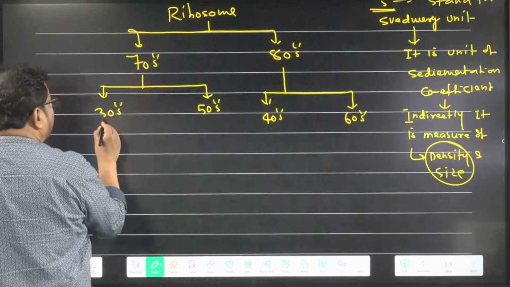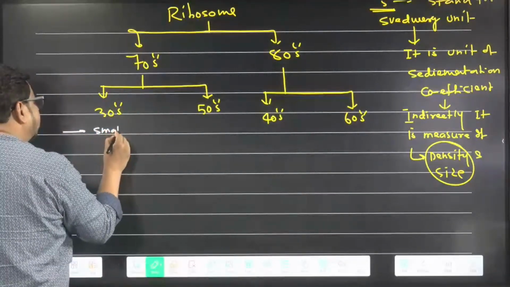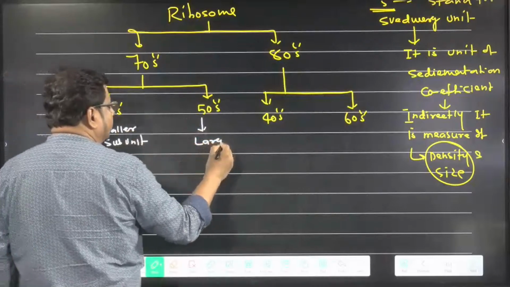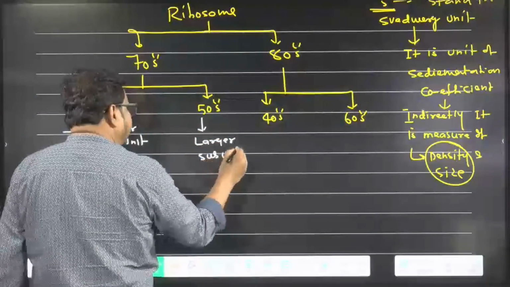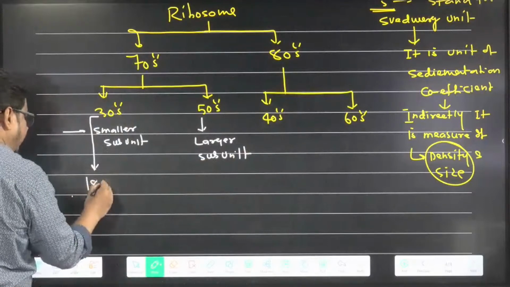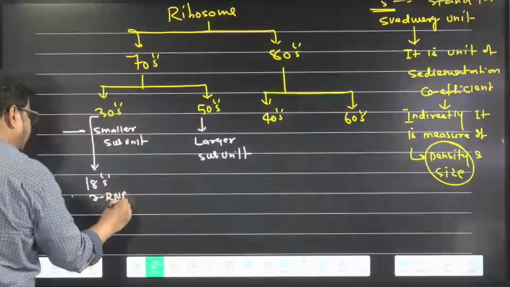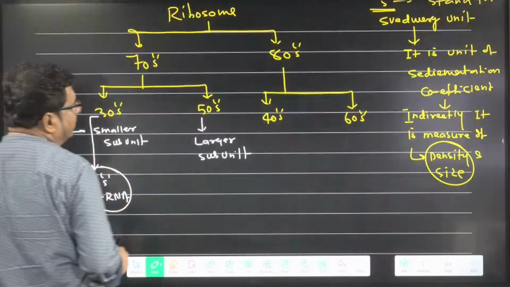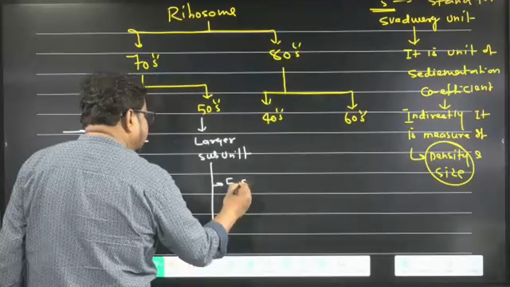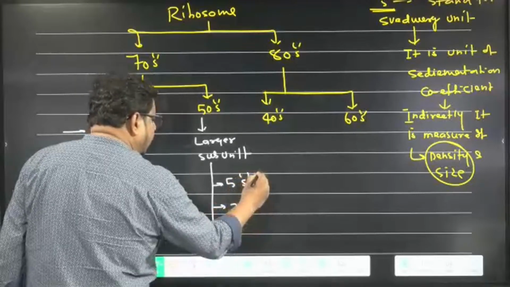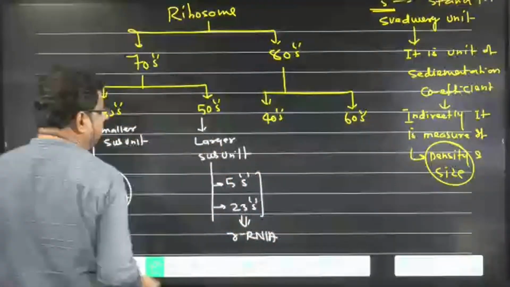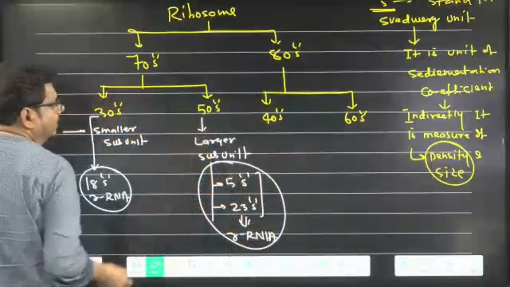So 70S, the smaller subunit is 30S, and the other is the larger subunit. If I tell you the composition of the smaller subunit, 30S has 18S rRNA. Which rRNA is present in 30S? 18S rRNA is present. And if you talk about 50S, it contains 5S and 23S rRNA. 5S and 23S rRNA are present in which one? Larger subunit. Are you getting the idea? Is it clear in the mind or not?